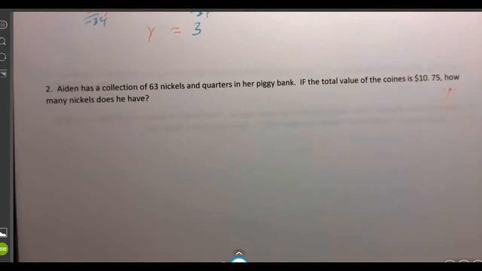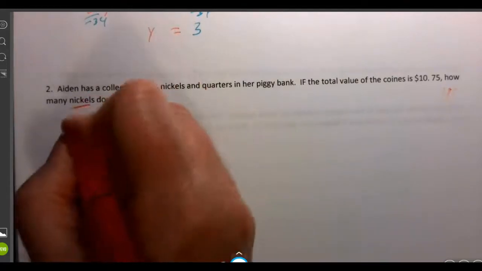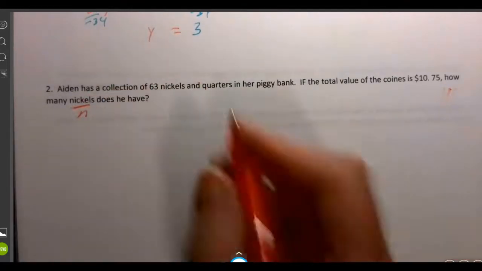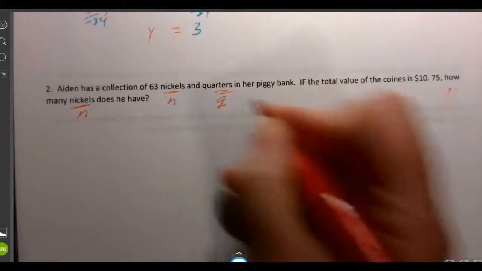And look at what the totals are. So what are we talking about? The two things we're talking about: nickels, that's an easy one, that's an N, and quarters. See how we're talking about those two things, nickels and quarters.